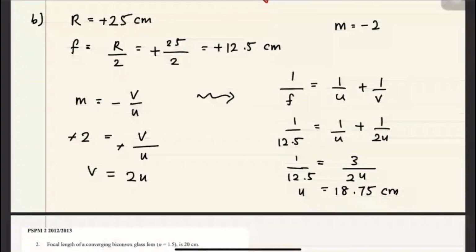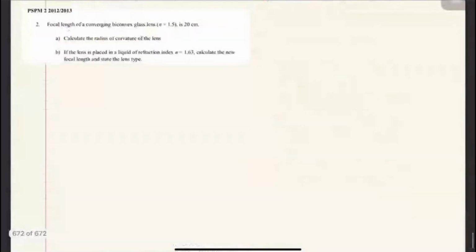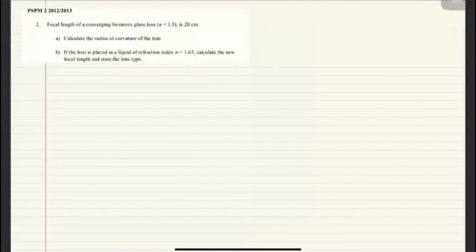Is it okay? Okay, sir. Okay, and then moving on to the next one. Soalan number 2. Dia kata focal length of a converging biconvex glass lens is n equals to 1.5. Calculate the radius of the curvature of the lens.